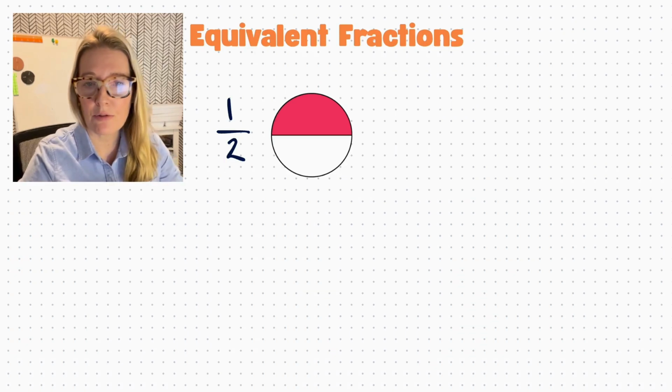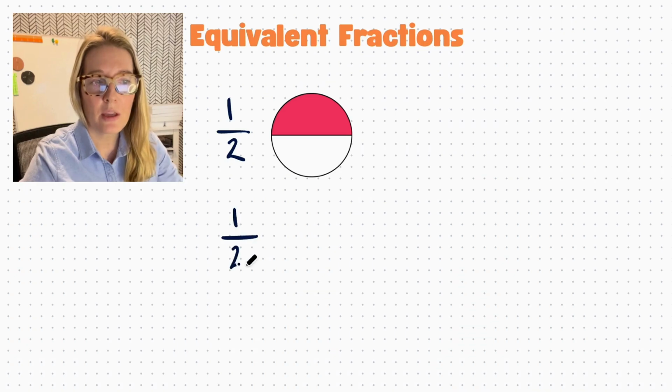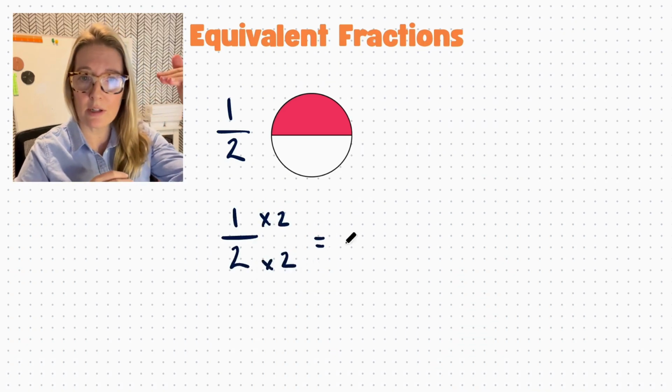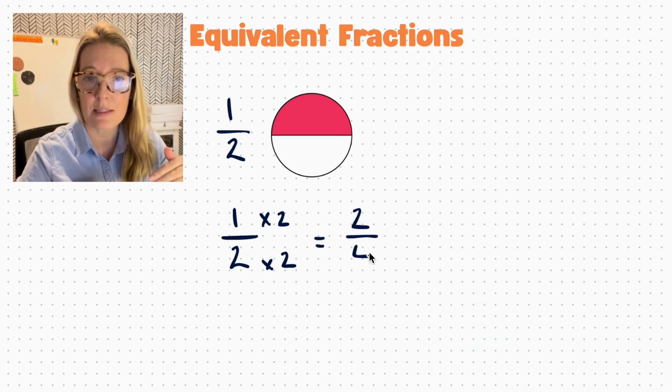Now let's find another fraction that is the same value as 1/2. That's what an equivalent fraction is. It has the same value, it just uses different numbers on the top and the bottom. So in order to find an equivalent fraction, you're going to multiply the numerator on top and the denominator on the bottom by the same number. It doesn't matter what number it is, as long as it's the same on the top and the bottom.